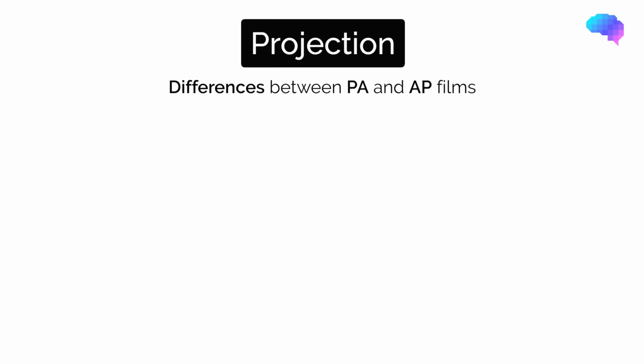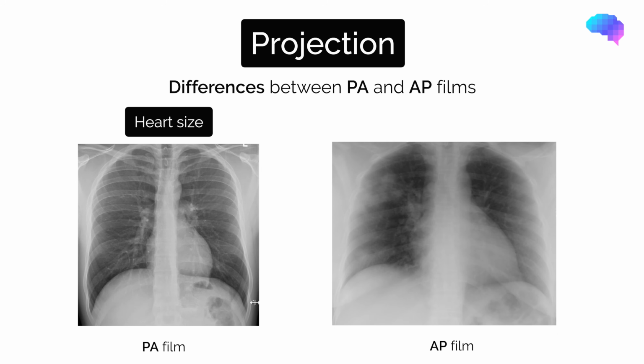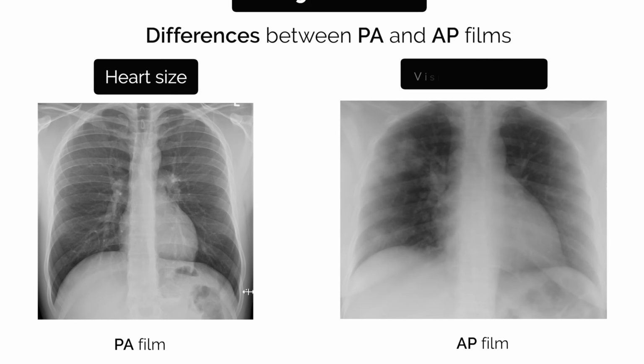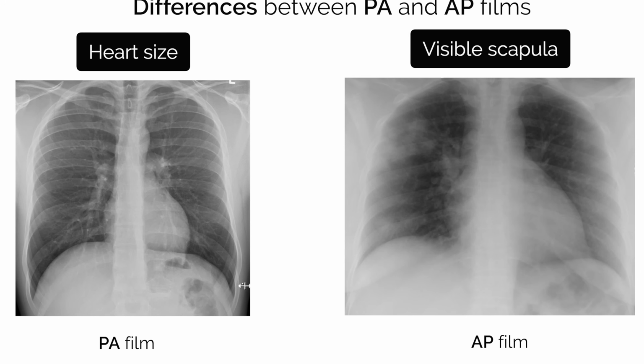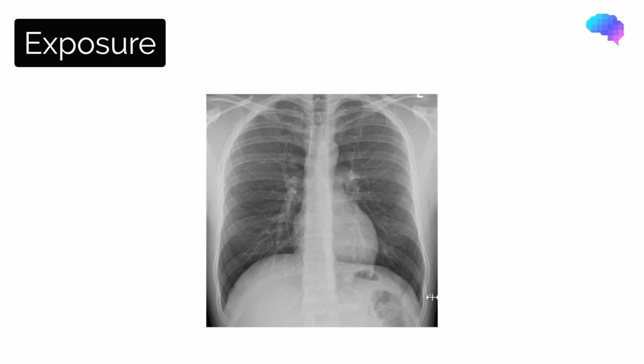To summarise some factors to look for to distinguish a PA versus an AP film, the first is the heart size. As aforementioned, the cardiac size is usually exaggerated in an AP film. Additionally, if a patient has not been asked to cross their arms over their chest when taking the film, the edges of the scapula are often visible within the lung fields of an AP film. Finally, E stands for exposure.